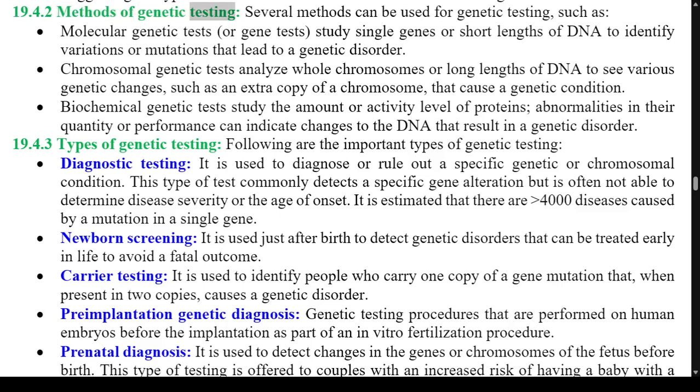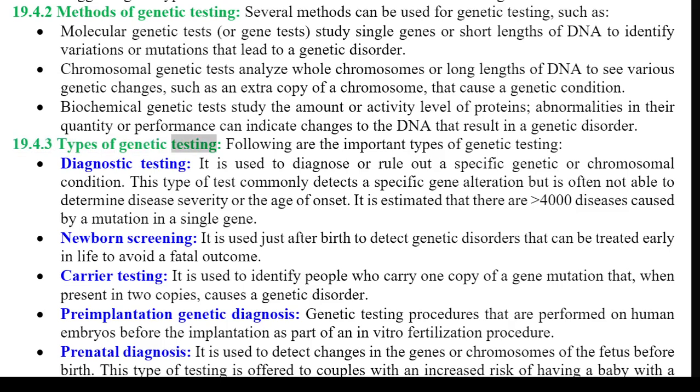19.4.2 Methods of genetic testing. Several methods can be used for genetic testing. Molecular genetic tests, or gene tests, study single genes or short lengths of DNA to identify variations or mutations that lead to a genetic disorder. Chromosomal genetic tests analyze whole chromosomes or long lengths of DNA to see various genetic changes, such as an extra copy of a chromosome, that cause a genetic condition. Biochemical genetic tests study the amount or activity level of proteins. Abnormalities in their quantity or performance can indicate changes to the DNA that result in a genetic disorder.